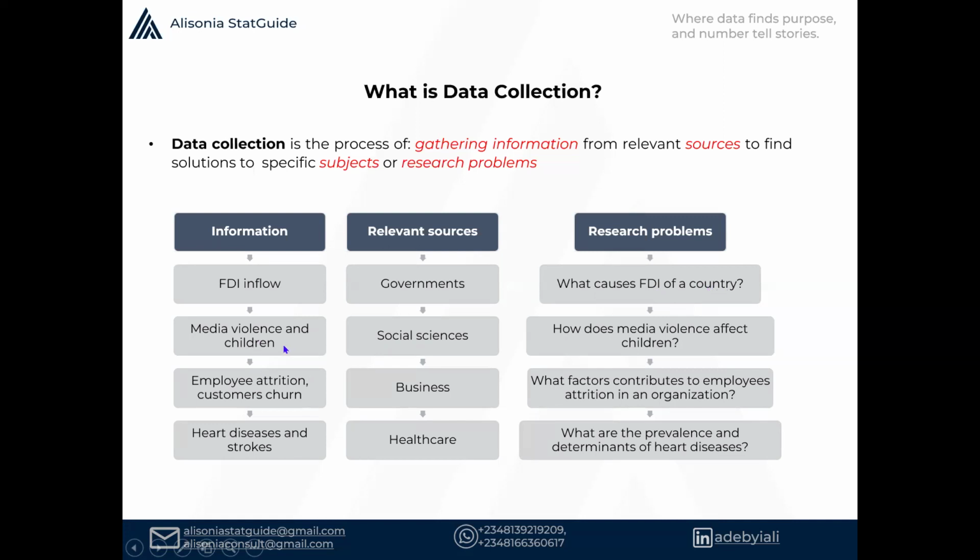For media violence and children, the relevant source is social sciences, and the research problem is how media violence affects children. For business, the subject is employee attrition or customer churn, the relevant source is business, and the question is what factors contribute to employee attrition in an organization. The same goes for heart diseases and strokes, with the relevant source of healthcare and the research problem of the prevalence and determinants of heart diseases. It is not limited to all this, but depends on what you want to study.